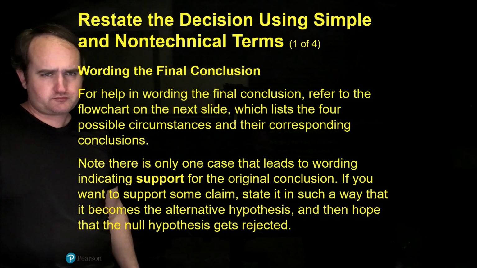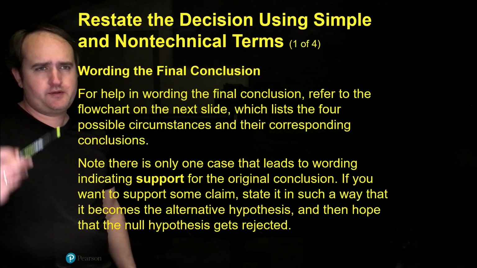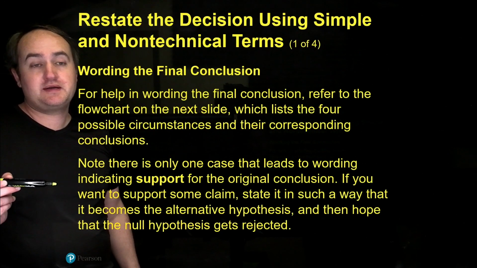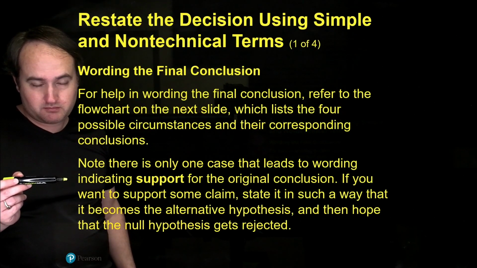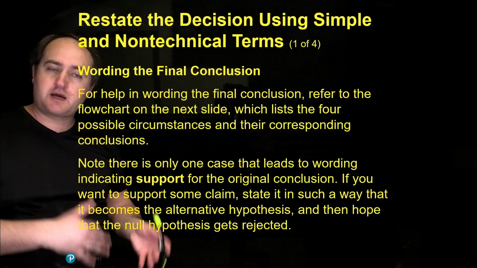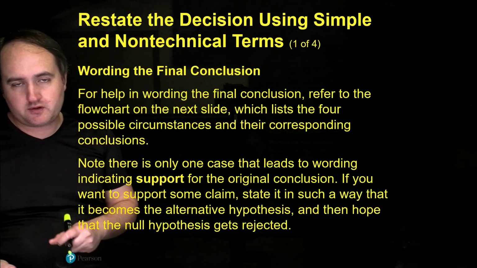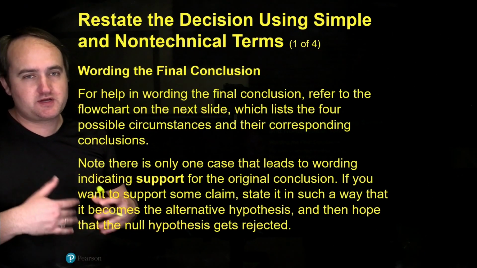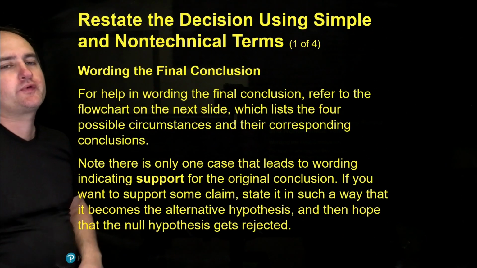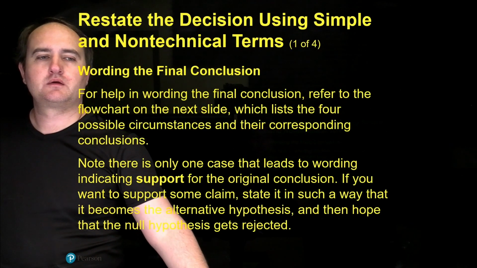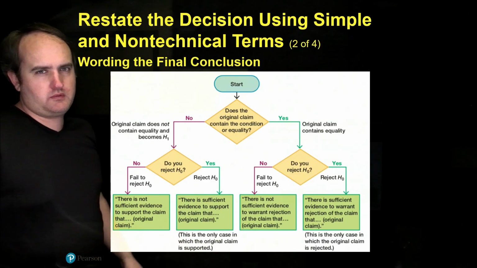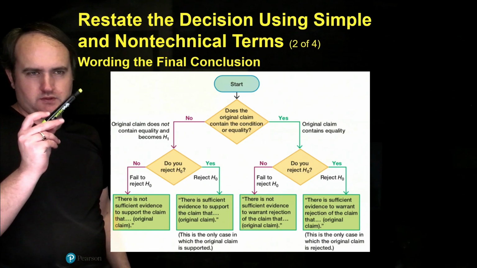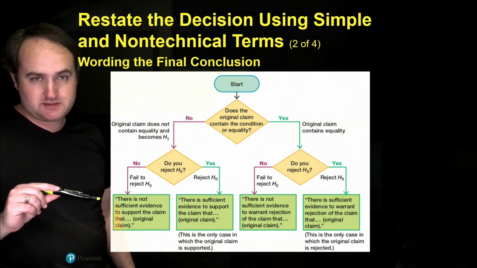But when you're wording the final conclusion, there's only one case that leads to wording indicating support for the claim. So you're either going to reject H naught, which means you're supporting the claim, or you fail to reject H naught, which means you can't support the claim. There's not enough evidence to support the claim. Okay. So it's more detailed than what's actually in our course, but this flowchart has all of the cases.